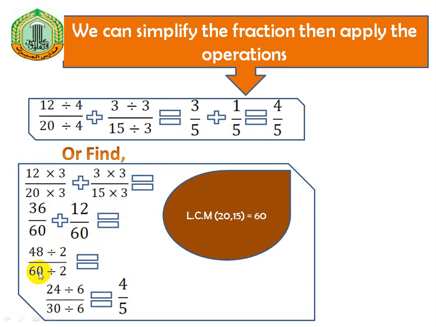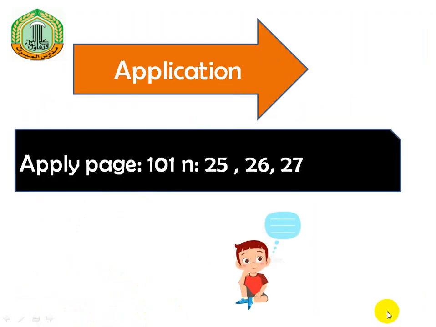48 over 60. We can simplify it by finding a common factor, which is 2. Then we will get 24 over 30. We can also simplify it by dividing by 6 in the numerator and denominator. So the simplest form is 4 over 5.